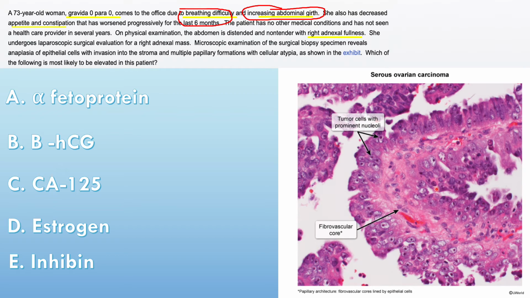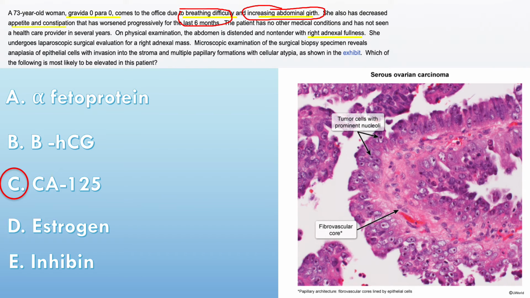So epithelial ovarian cancers show increased CA125, which is, I don't know what it stands for. CA125 is a marker of epithelial cells of the ovary and fallopian tube, but it is not found in other types of ovarian cancer. So alpha-fetoprotein, for instance, is found in yolk sac tumors, okay? Beta-HCG in choriocarcinoma, and estrogen in granulosa cell tumors. So you gotta figure out that it is an epithelial tumor.